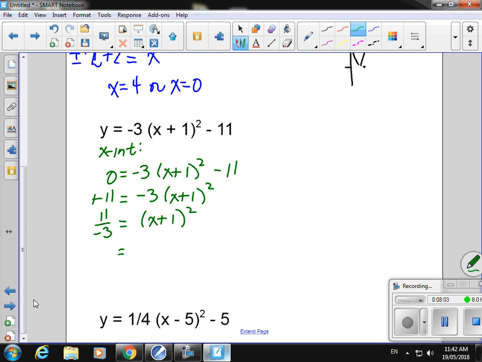Last, I am going to take the square root of both sides, remembering that you can have a positive or negative square root. I would love for you to pause this video for a second and tell me what the square root of 11 over negative 3 is. I'll just give you a second to look at that.